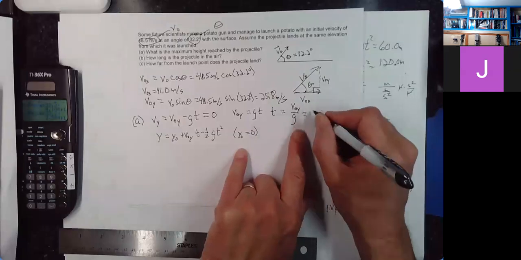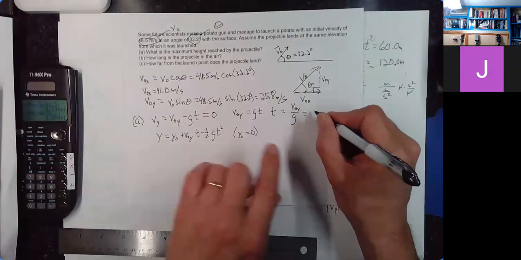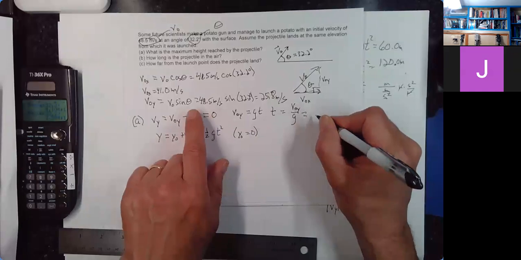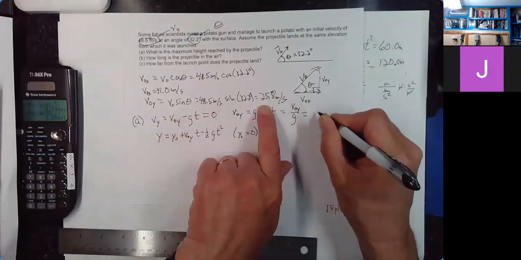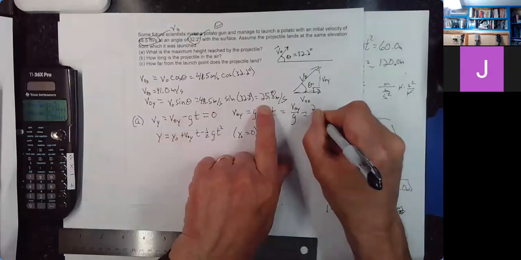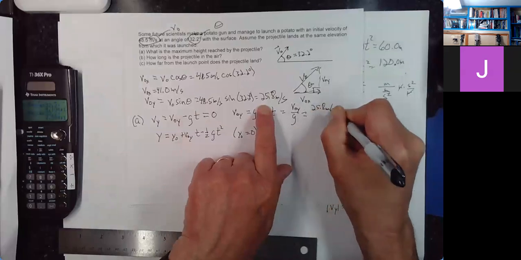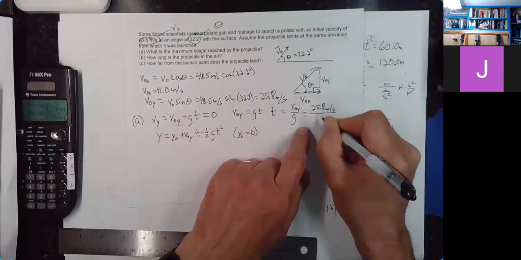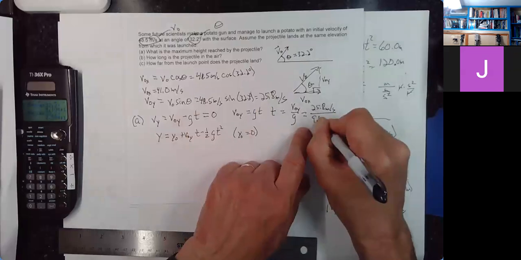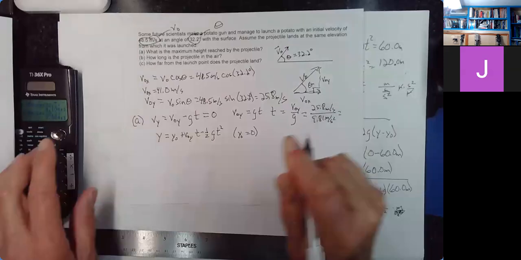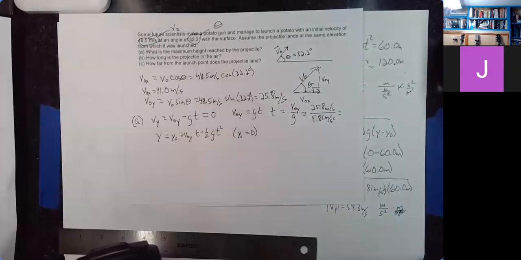So let's see, what was v naught y? It was 25.8 meters per second, divided by 9.81 meters per second squared. So it looks like a little over 2.5 seconds.